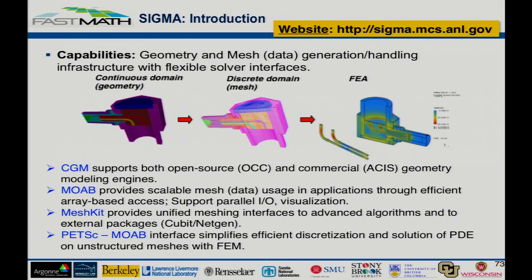So we start off with the continuous domain geometry, which is basically described in the CGM-based tools, and we generate a discrete domain when we mesh it with different algorithms. Most of those algorithms are part of MeshKit, and what you end up with is a mesh data structure in a format that's understandable for MOAB, so it reads it up in array-based data structures and lets you traverse the mesh.